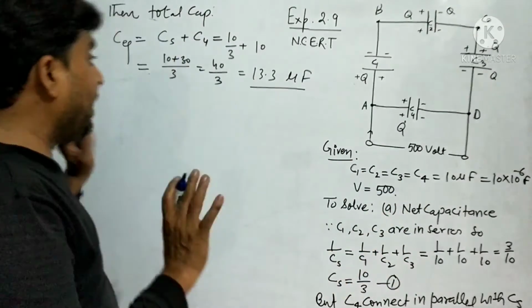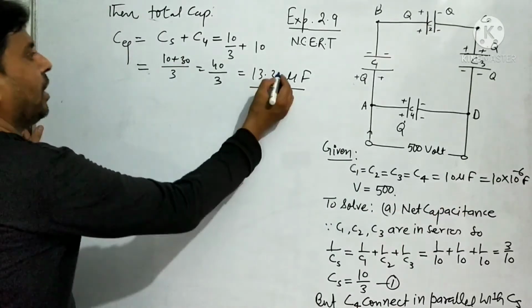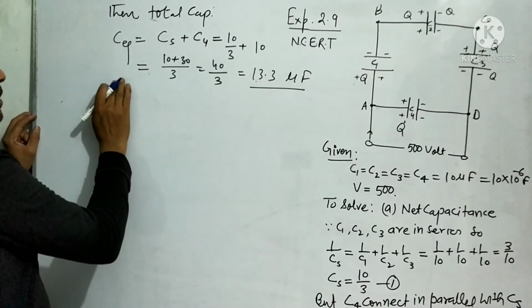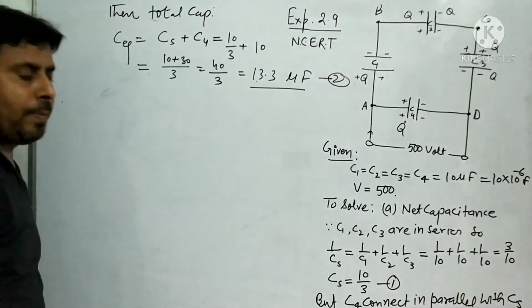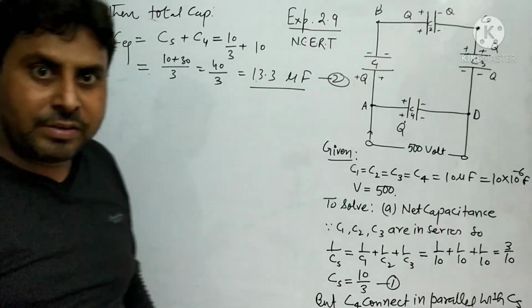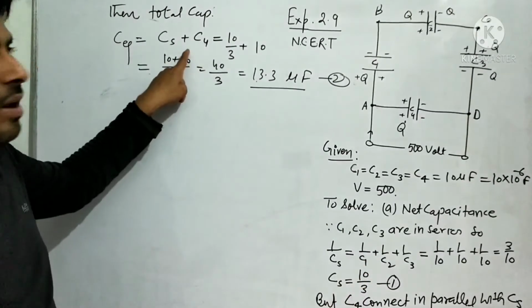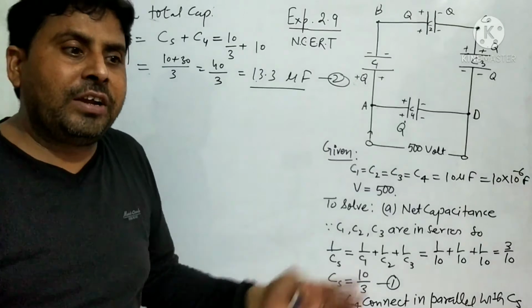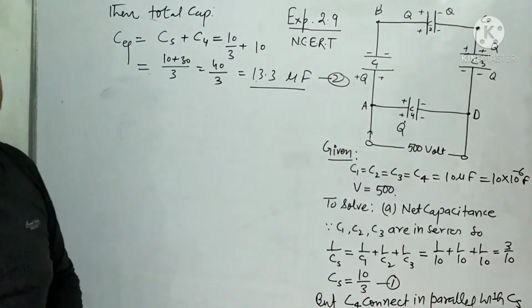Clear? Net capacitance, first net capacitance of the combination, 13.3, that is net capacitance. Sorry. Equation number it is 2. Is it clear? We have applied series combination here, parallel combination here. No need to take different series combination, parallel combination, all are here.